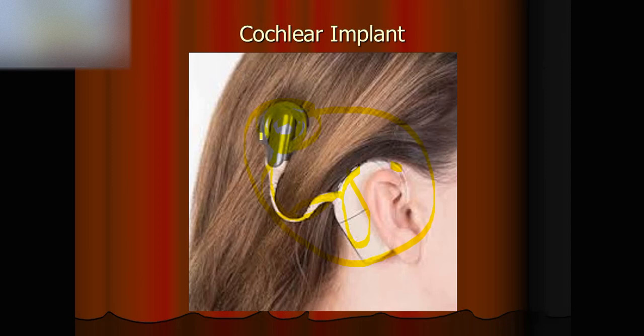This piece of skin is opened during surgery, and the internal portion of the cochlear implant is inserted and placed on the bone here. That's how a cochlear implant can work. So both portions are needed.